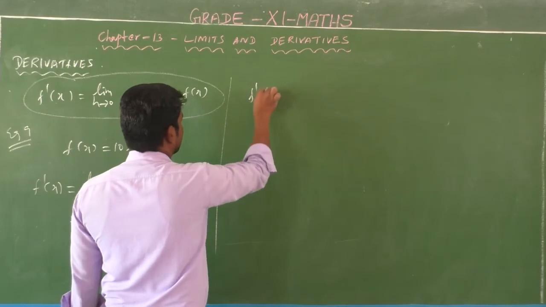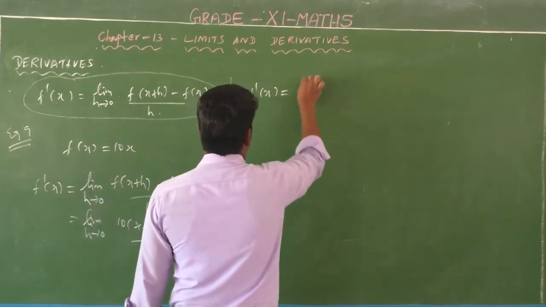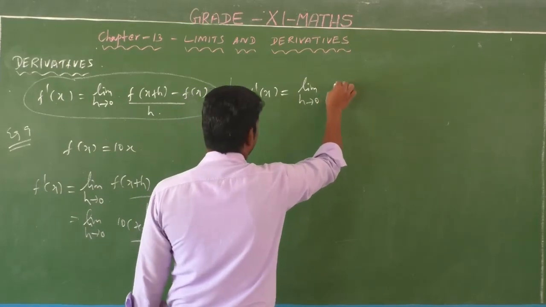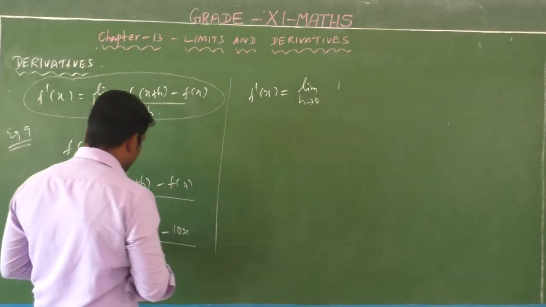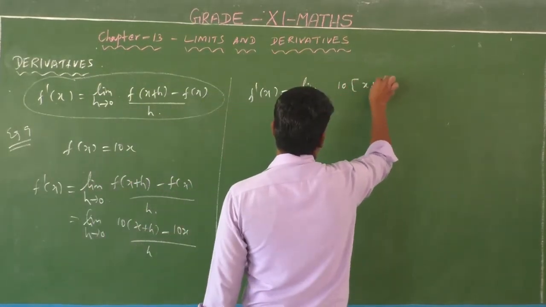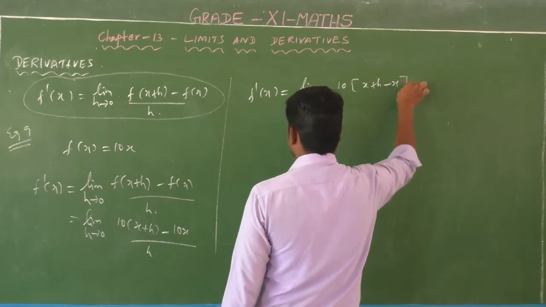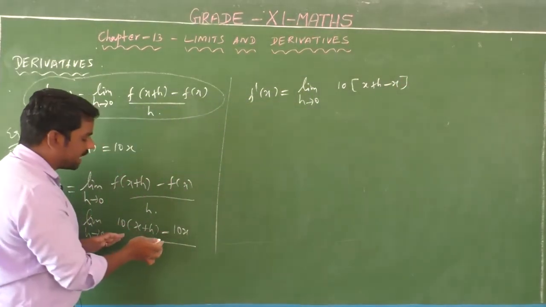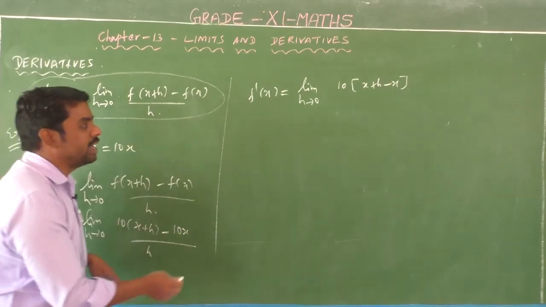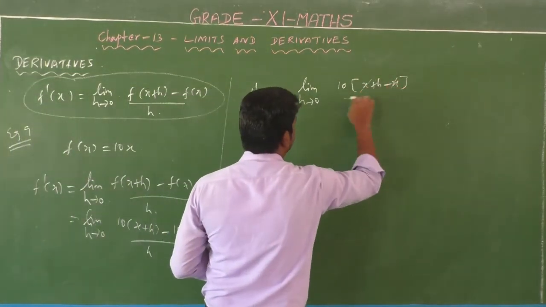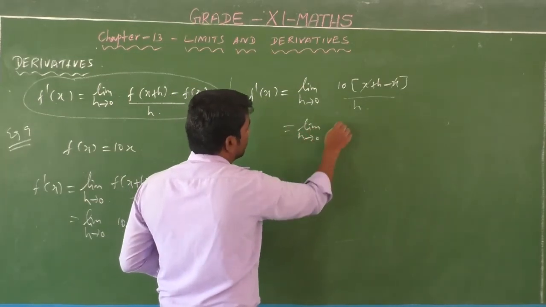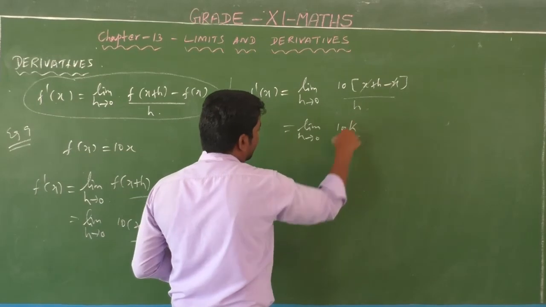f dash of x is equal to limit h tends to 0 of 10 into x plus h minus 10x. So there are two terms with 10, so take 10 common from both terms in the numerator. So 10 of x plus h minus x divided by h, and x minus x cancels. So limit h tends to 0 of 10h divided by h, h cancels, remaining 10.